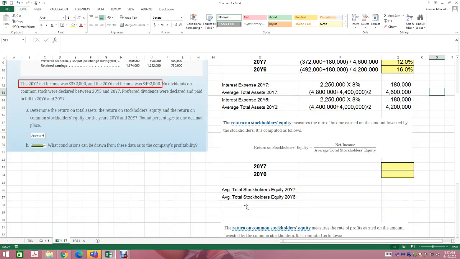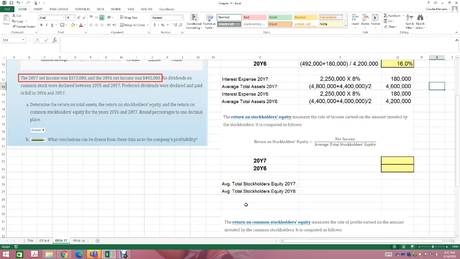The next item we're being asked to calculate is the return on stockholders' equity. The return on stockholders' equity measures the rate of income earned on the amount invested by the stockholders. It is computed as follows. So your return on stockholders' equity is your net income divided by the average total stockholders' equity.